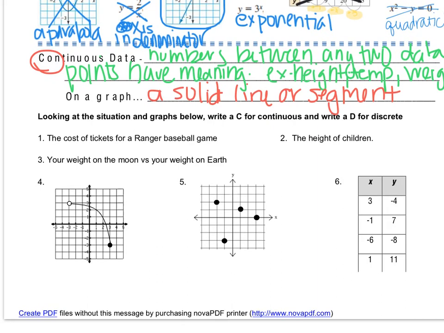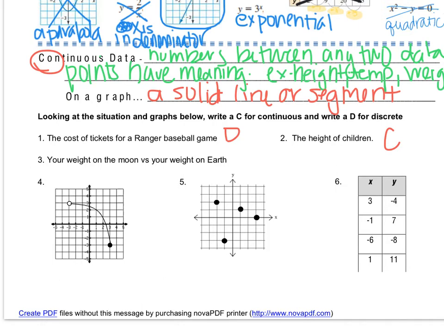So if we look at the situations and graphs below, we're supposed to write a C for continuous data and a D for discrete data. Well, number 1, the cost of tickets for a Rangers baseball game, that's going to be discrete data. Because some tickets cost $10, some tickets cost $12, but you're not going to have reason to have all the numbers in the middle. The height of children, that is going to be continuous, because like we said earlier, height is something that is continuous because the numbers in the middle matter.